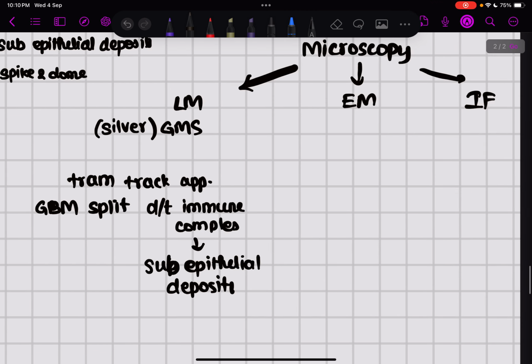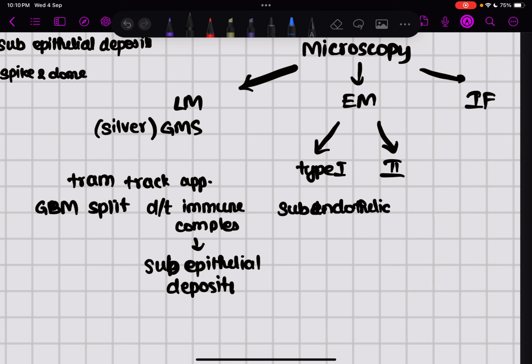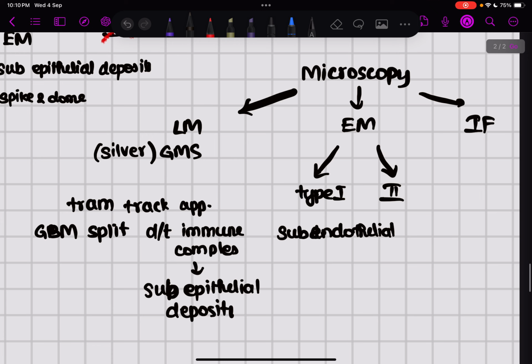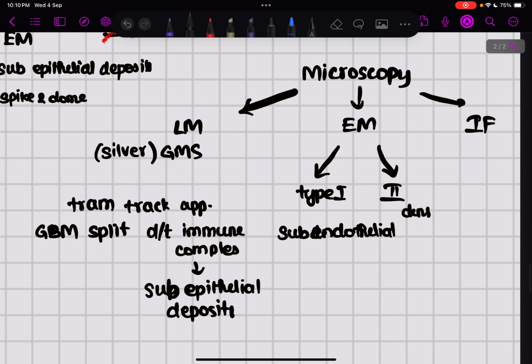Now, in electron microscopy, based on type 1 and type 2, type 1 has subendothelial deposits, and type 2 has dense deposits. And in immunofluorescence, there is granular deposit.